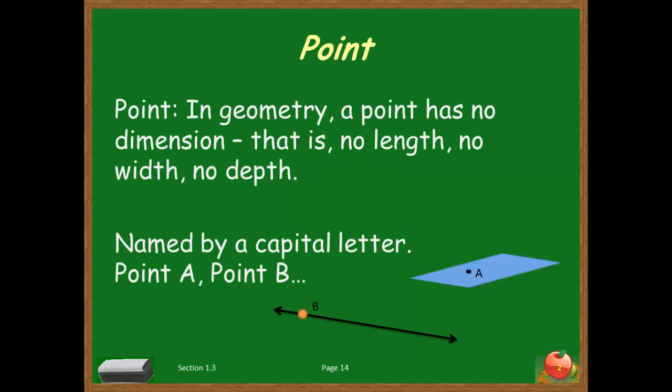The first word is point. In geometry, a point has no dimension. In other words, it has no length, no width, and no depth. When we name a point, it is named by a capital letter. Point A or point B.